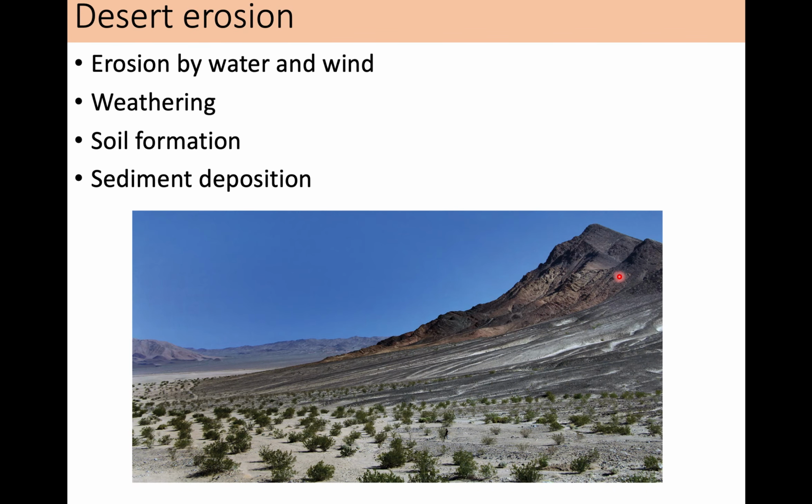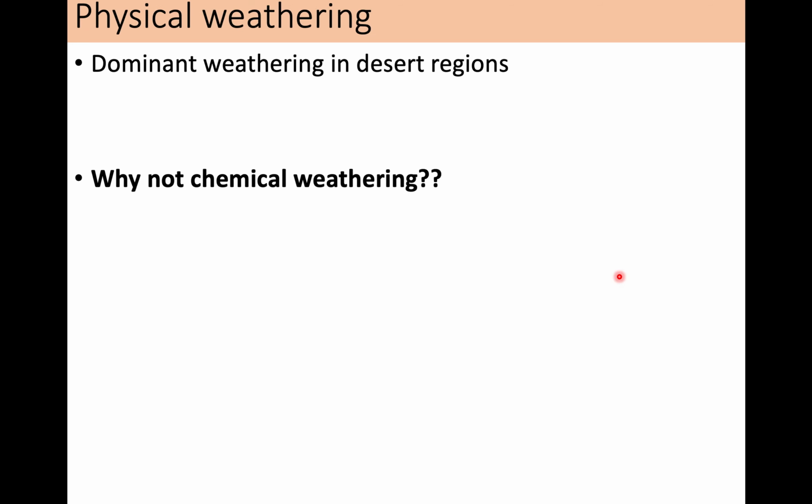So now we know our types of deserts. Let's think about desert erosion and weathering. So what do our desert landscapes actually look like? So erosion is generally, as we know, by water and by wind. We're going to go through how that affects deserts, weathering, formation of soil, and also deposition.